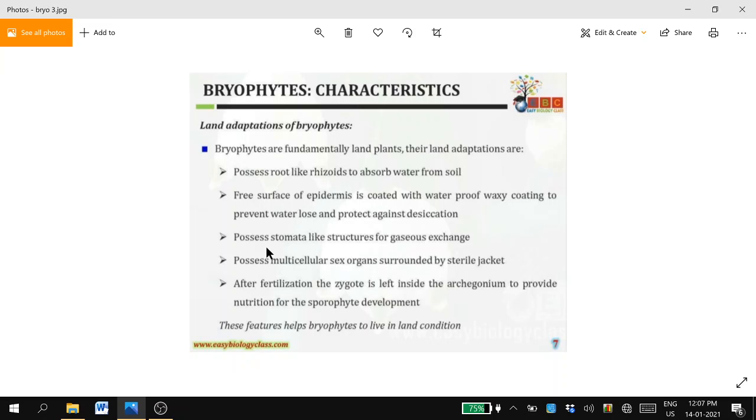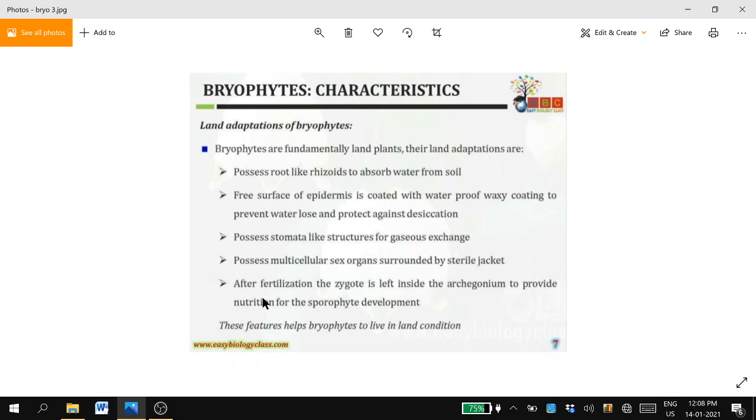The next point is that bryophytic plants possess stomata-like structures, and these structures help these plants in the process of gaseous exchange. The reproductive structures of bryophytic plants are multicellular, and these structures are usually surrounded by a sterile jacket. So a sterile jacket is present around the multicellular reproductive organs of bryophytic plants.